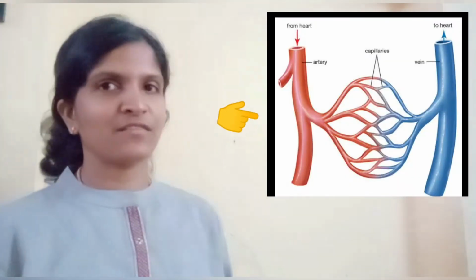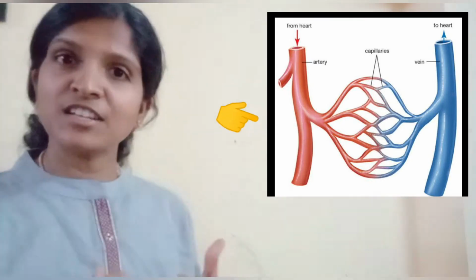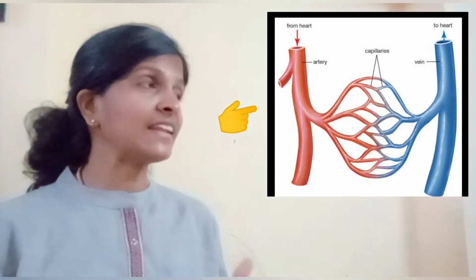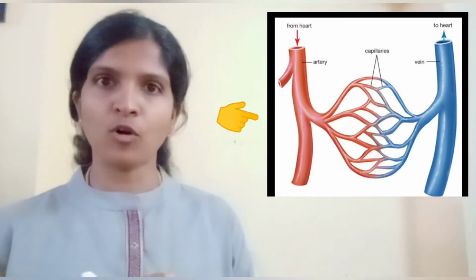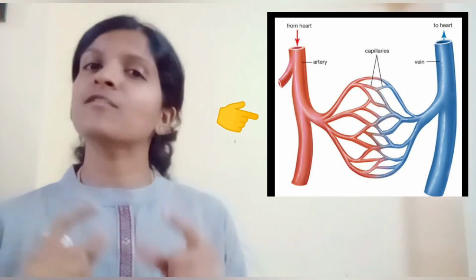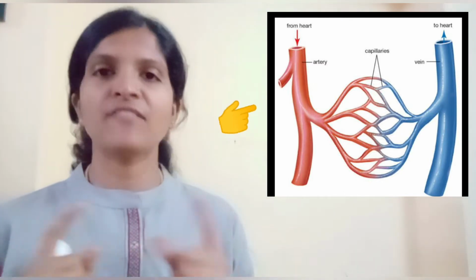The next thing is the arteries. This is the structure of the arteries. The main function of the arteries is it carry pure blood from the heart to all parts of the body. Actually, they have thick walls and they do not have any valves at all.